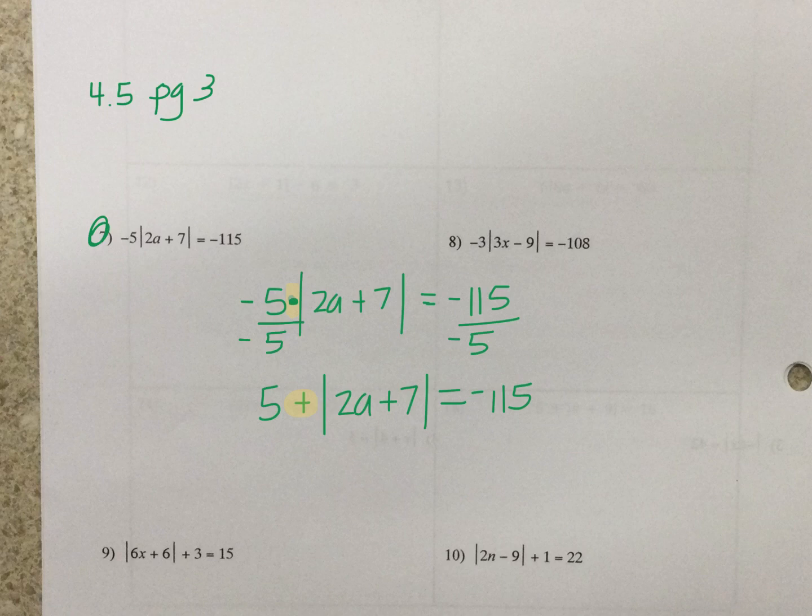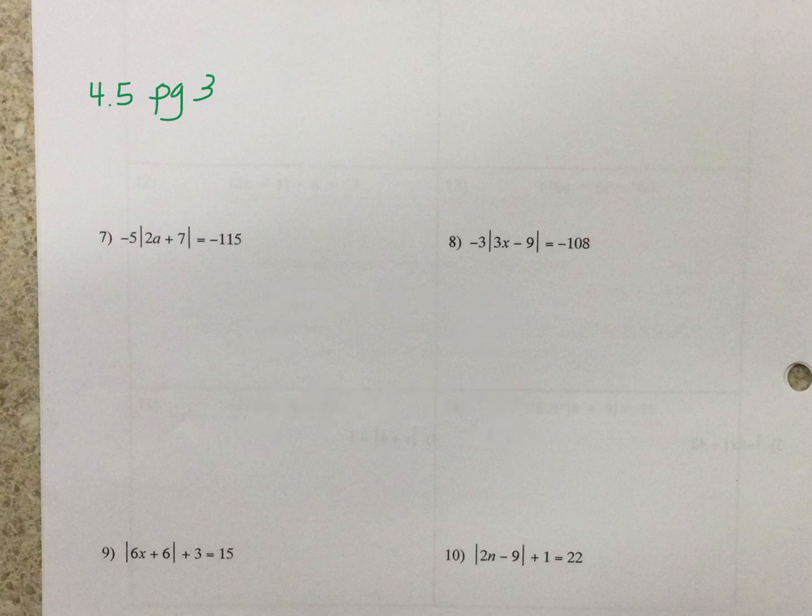Now, the second one, it's being clearly added, it tells me. So that means I subtract 5. So be sure you look and make sure you do the right operation. Let's do 7 together now. Negative 5a, so we agree we need to move that negative 5 by division.